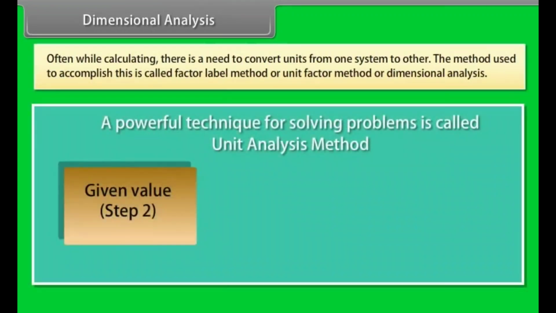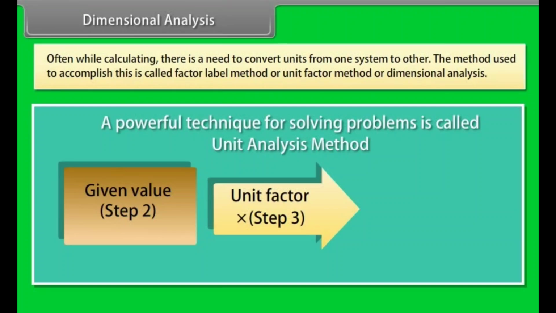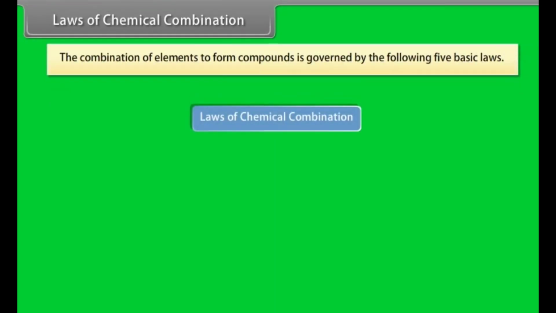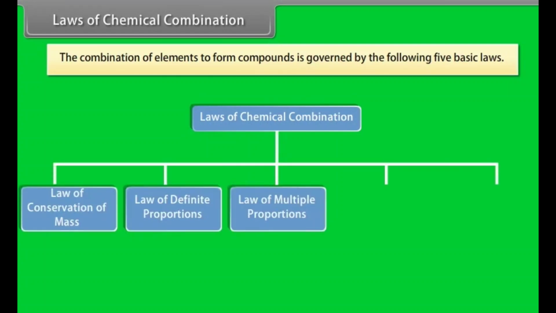Dimensional analysis. Often while calculating, there is a need to convert units from one system to other. The method used to accomplish this is called factor label method or unit factor method or dimensional analysis. Laws of chemical combination. The combination of elements to form compounds is governed by the following 5 basic laws.